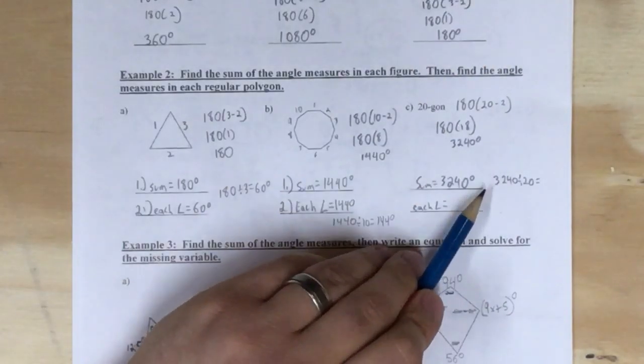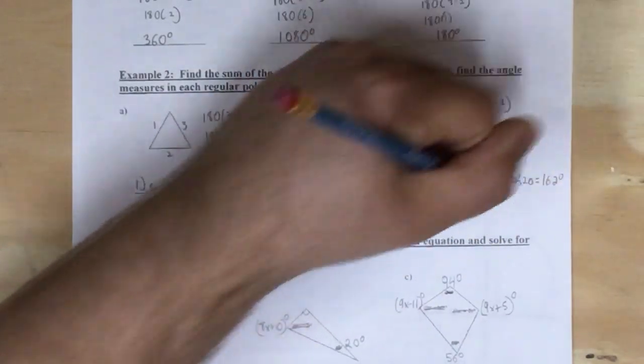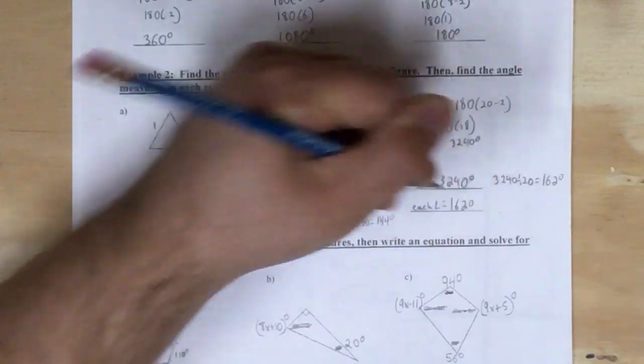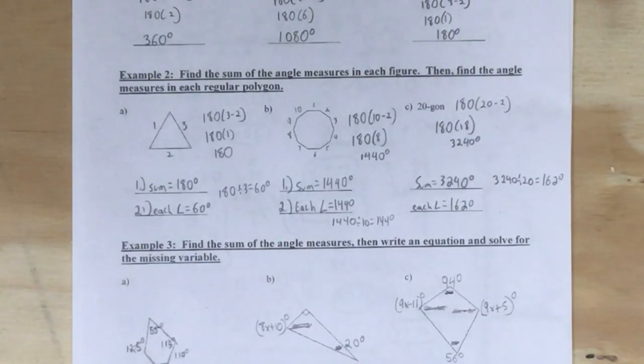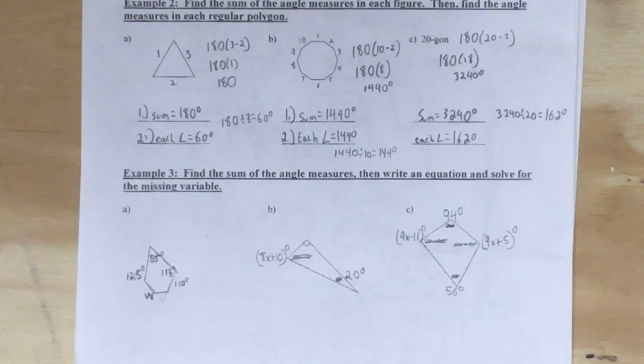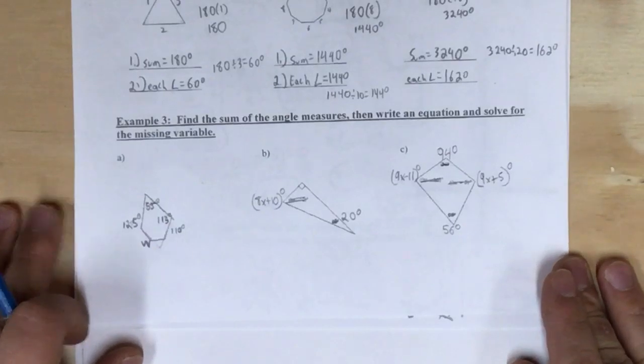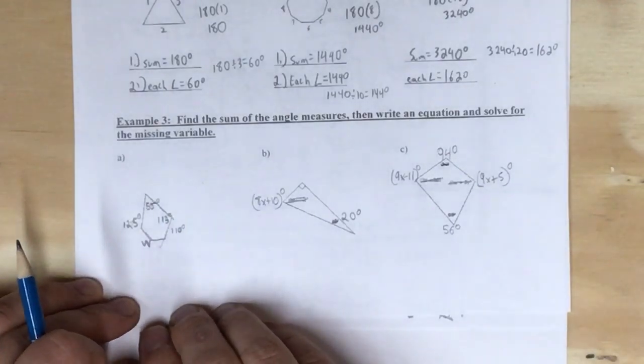When I divide that, I get 162. So that means each angle is 162 degrees. This last part, we have a little bit of an equation to solve, but it won't be too bad. Find the sum of the angle measures, then write an equation and solve for the missing variable.